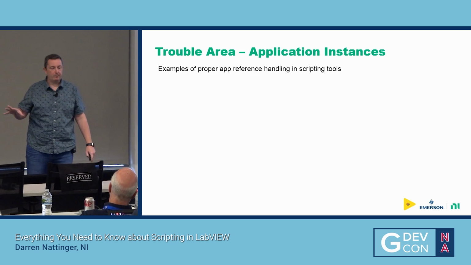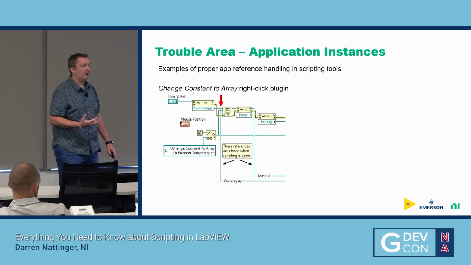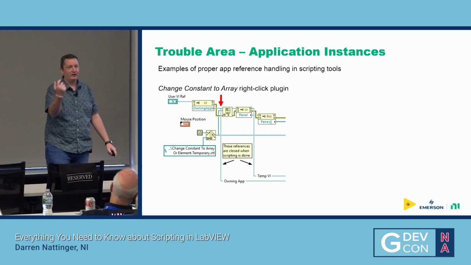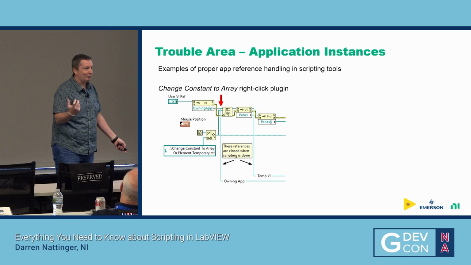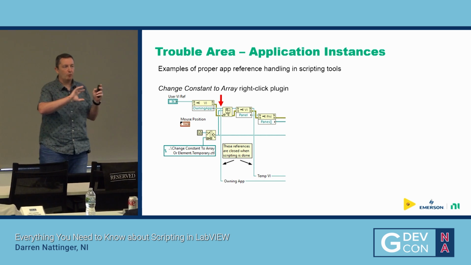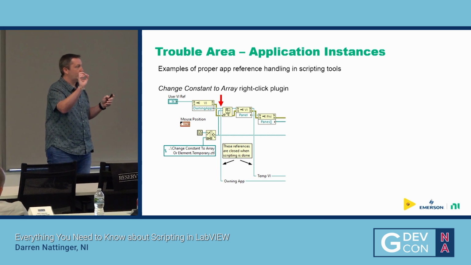So here's a couple of examples of proper application reference handling in scripting tools. This is a right-click plugin. Some of y'all have probably used it. You can right-click on a scalar constant and turn it into an array. I use that one quite a bit. This is some of the scripting code from that right-click plugin, and you can see that as it's opening a reference to a temporary VI, we're making sure to use the proper application instance for that temporary VI.